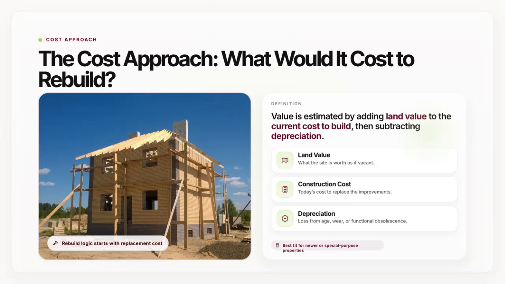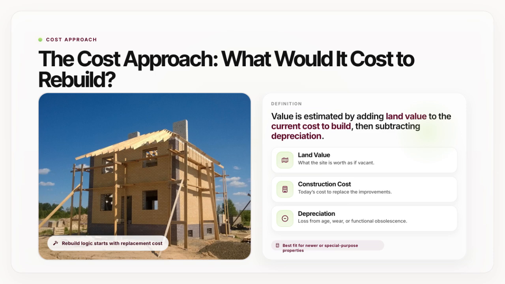Now, let's talk about the cost approach. This method focuses on determining what it would cost to rebuild a property from scratch. The main logic here begins with the replacement cost, which is the current cost required to construct the same improvements on the land. To estimate value using this approach, we add the land value to the replacement cost of the building and then subtract any depreciation.